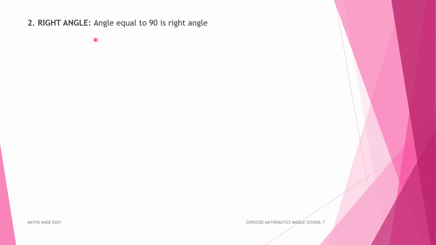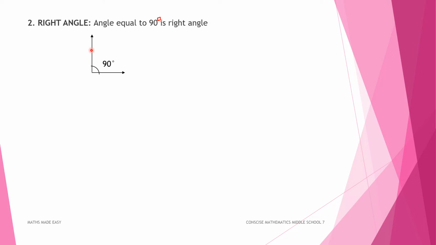Now right angle. What is a right angle? An angle equal to 90 degree. I have forgotten to place a degree symbol over here. 90 degree, a small circle over here, children. Yeah, this is a right angle. So let's consider an example.